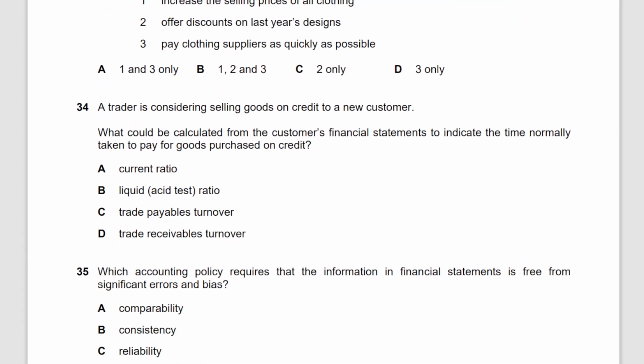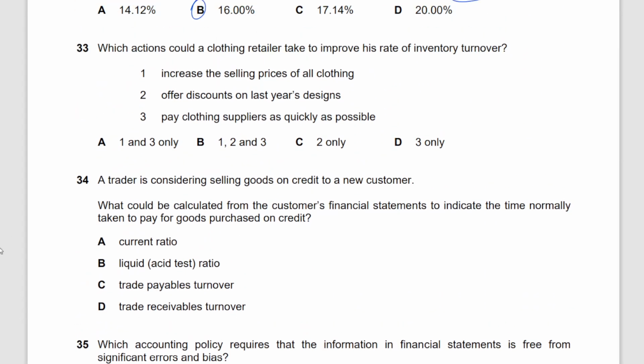Number 33. These last few questions you can complete very quickly. Which actions could a clothing retailer take to improve his rate of inventory turnover? How to improve his rate of inventory turnover? To move the inventory faster. That's what inventory turnover is. We need to move the inventory faster. Increase the selling price. Do you think the inventory is going to be selling faster if we do that? Not really. Offer discounts on last year's designs. Yeah, that's going to move the inventory faster.